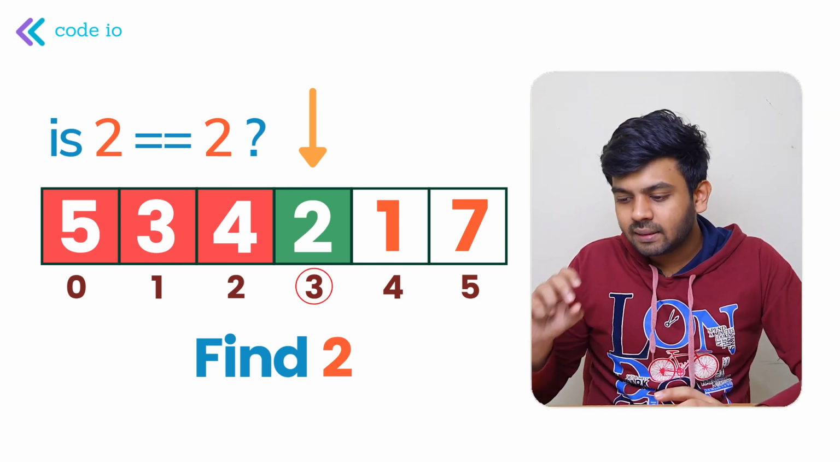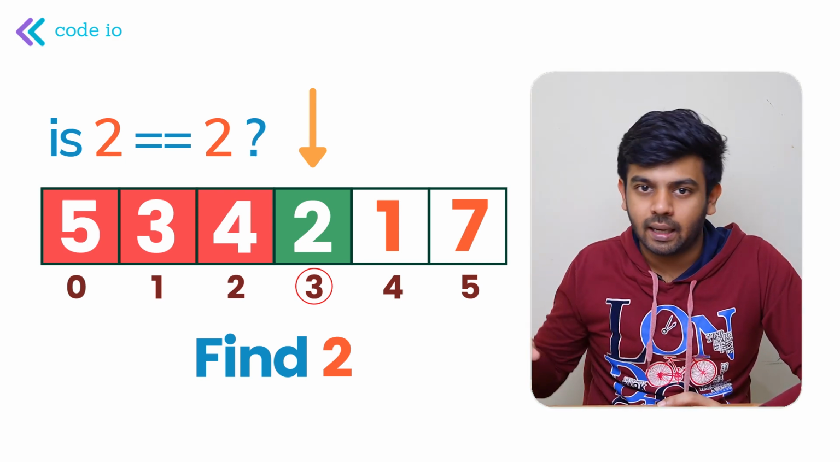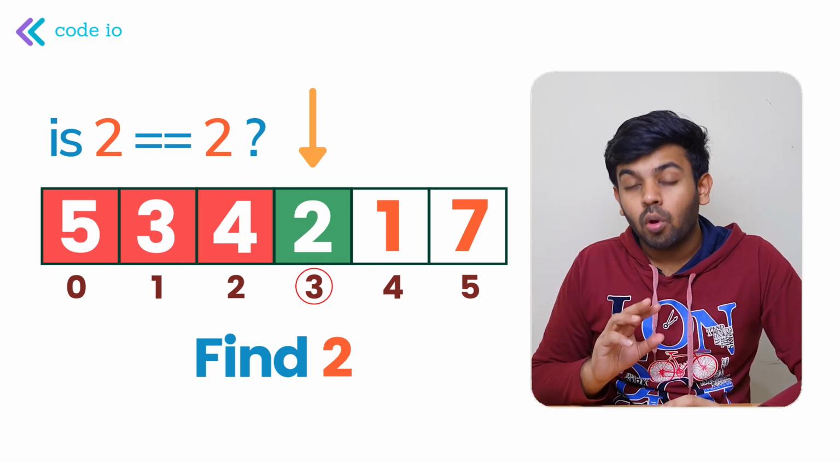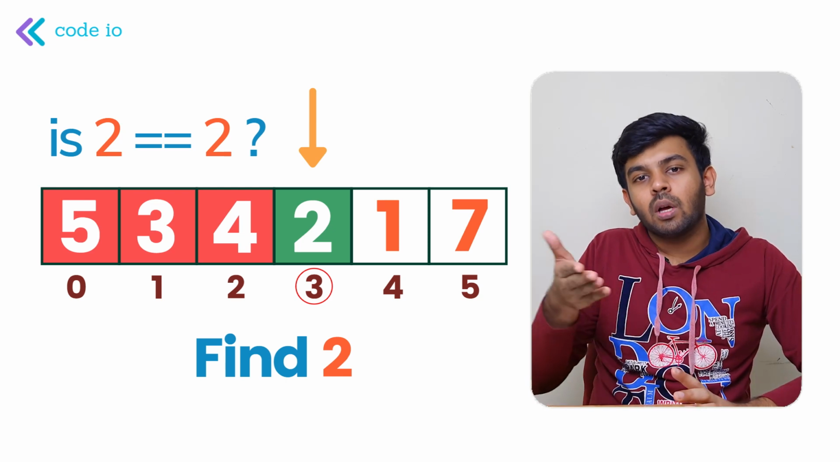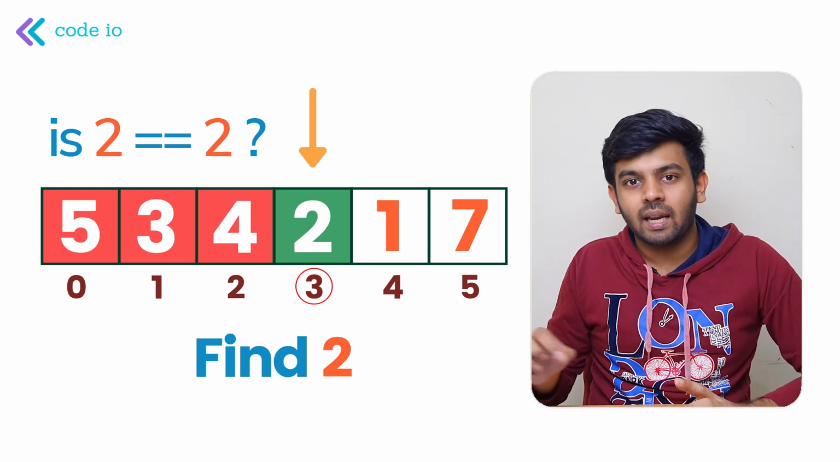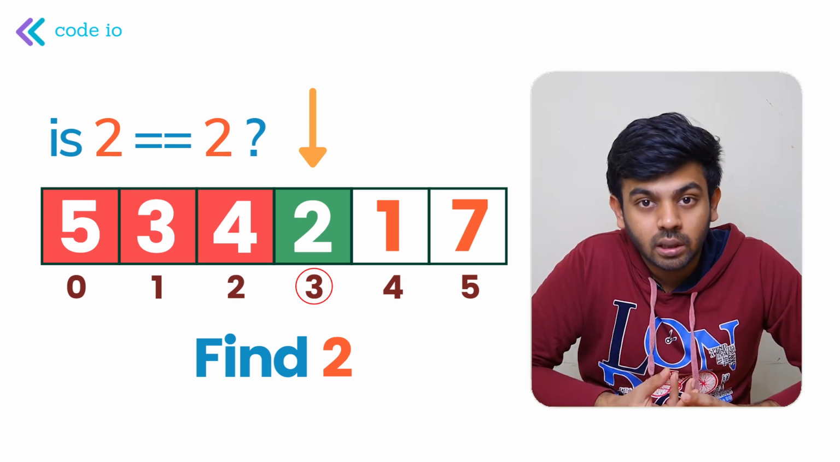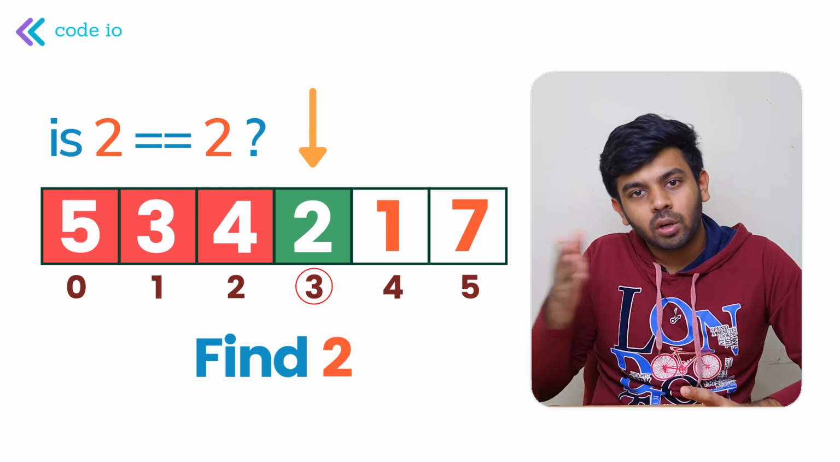Okay. 3 is the index at which the value 2 is present in this array. So you are going to return 3 as the answer. Now, this is basically linear search. Okay, so you are going through the array, traversing it one element at a time, comparing it with the element that you are searching for. If it is the same, you return the index of it. If not, you keep moving.